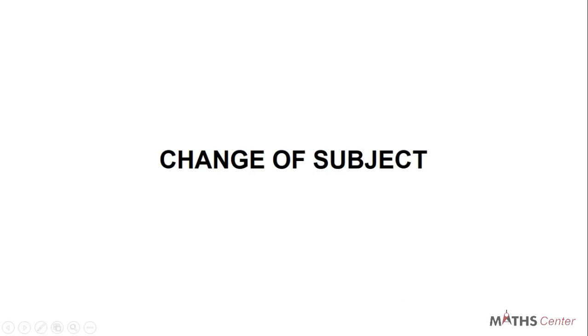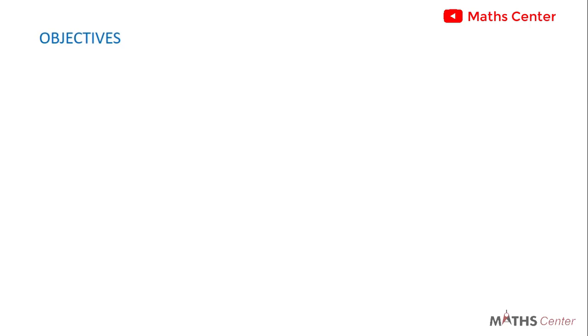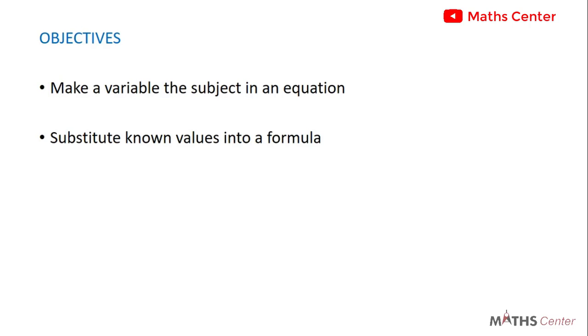We are on the topic change of subjects. This is the first video on change of subjects. What are the objectives that we look forward to achieving at the end of this topic? At the end of this topic, you should be able to make a variable the subject in an equation, and you should be able to substitute known values into a formula. These are our main objectives for this topic. Let's learn more about change of subjects.